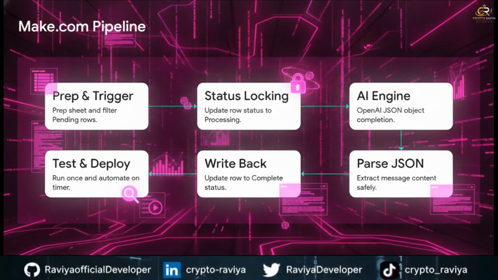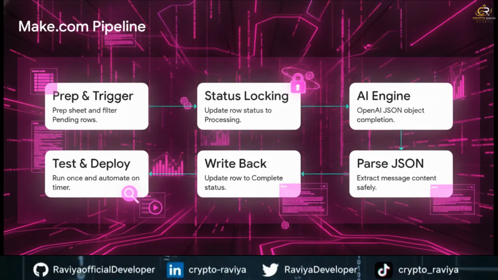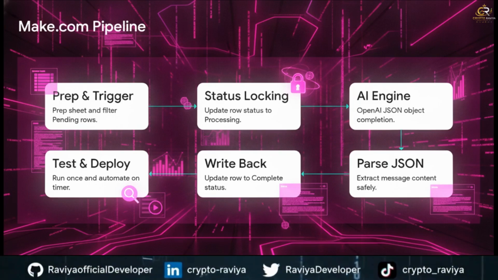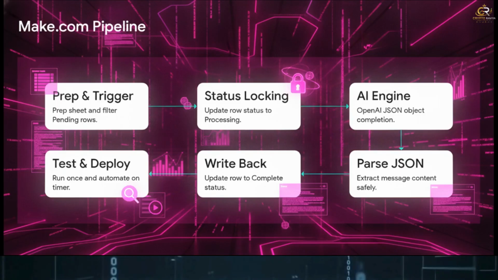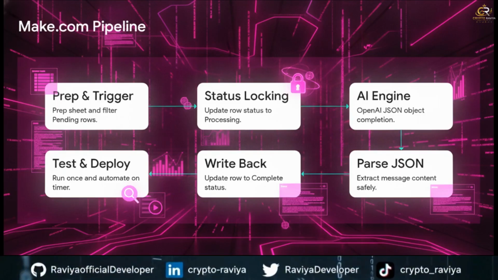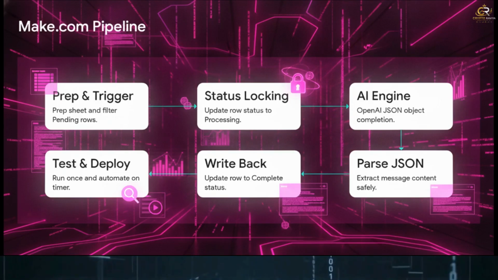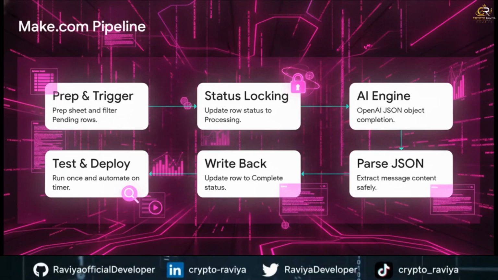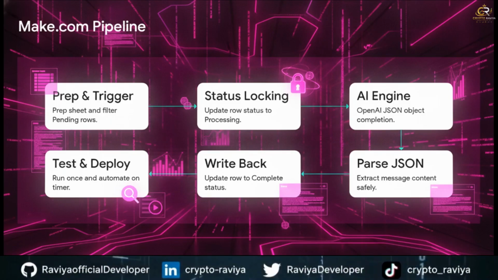Immediately update that row's status to processing so you lock it. Step 4, hit the OpenAI module to process the text and return a JSON object. Step 5, parse that JSON payload so the automation actually understands the individual data points. Step 6, map those extracted insights right back into the correct columns and update the status to complete. And finally, Step 7, run a test and turn the whole automation on.